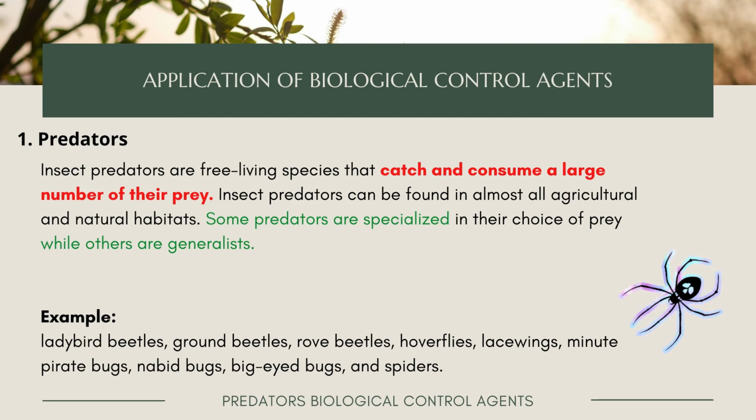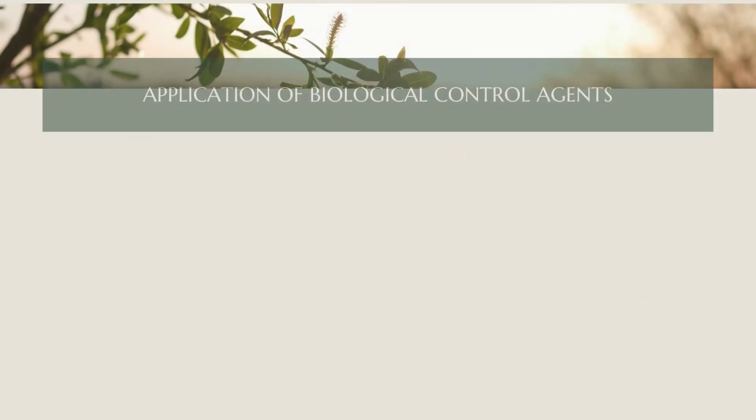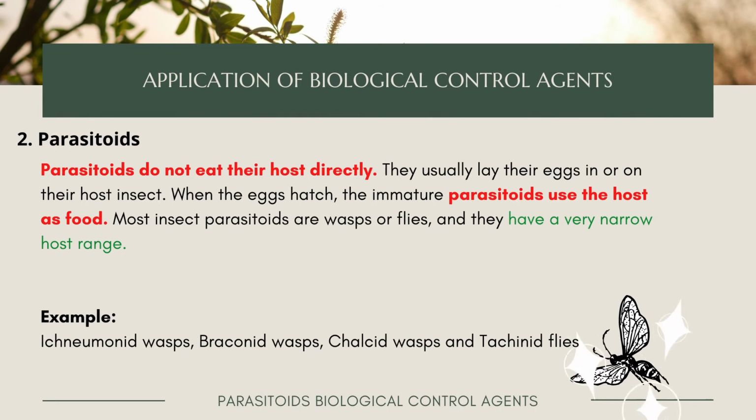Examples of insect predators are ladybird beetles, brown beetles, rove beetles, hoverflies, spiders, and so on. Okay, the second one is parasitoid, or what we know as parasite. It is important to know that parasites never eat their host directly. They will usually lay their eggs in or on their host insect. When the eggs hatch, the immature parasitoid will use the host as food.